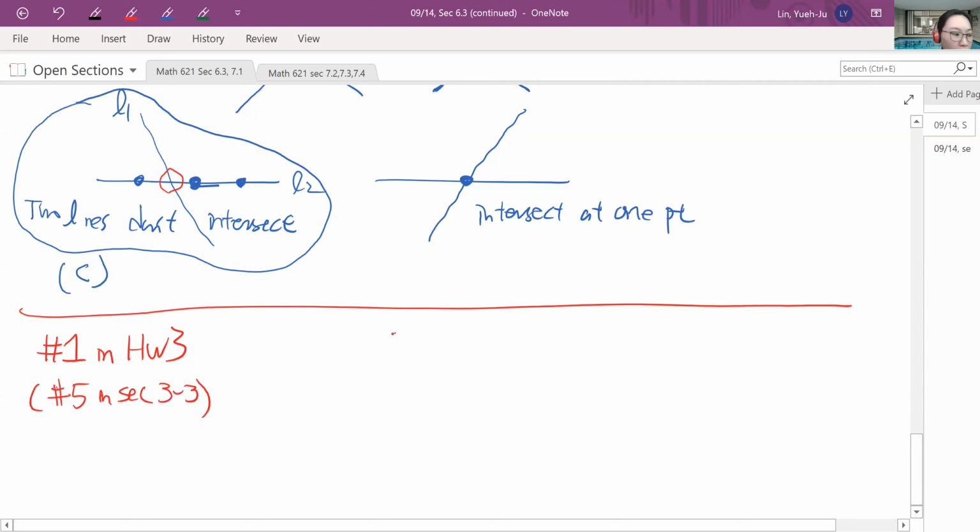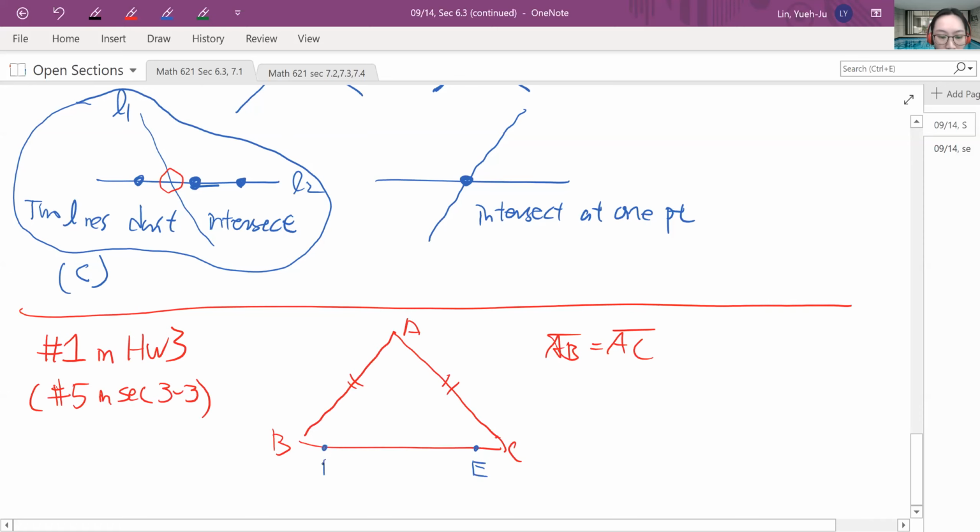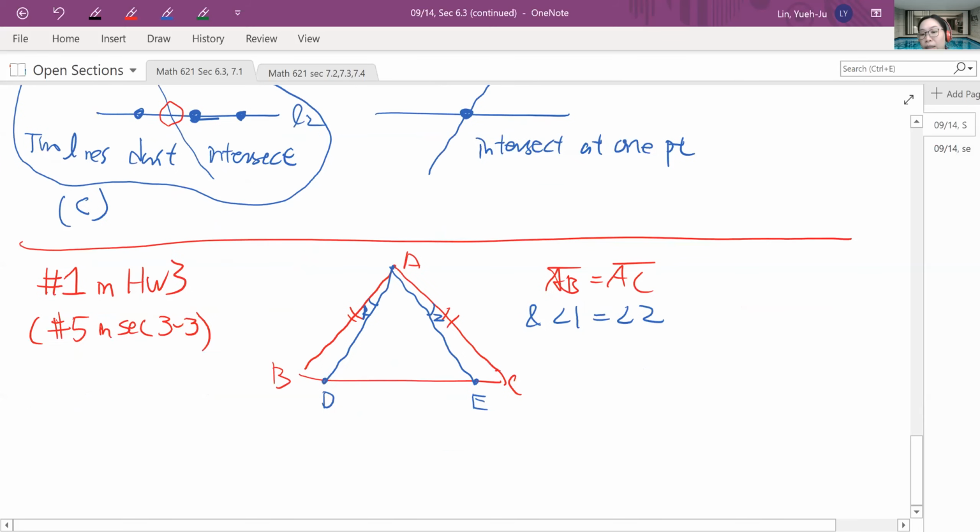So most people are fine with this problem. It tells you that you have an isosceles triangle with AB equals AC. This is given. They also give you a picture like this, with some points D and E here. My picture is very bad, but this is angle 1, this is angle 2, and they also tell you angle 1 equals angle 2. That's the only information we have, and they want you to prove that ADE is isosceles.